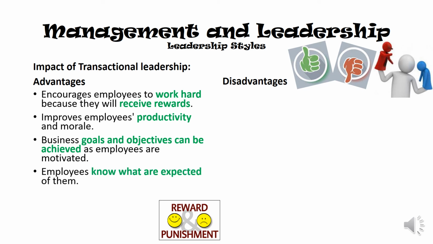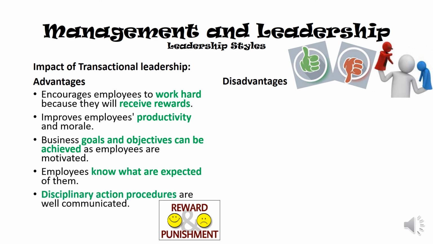Employees know exactly what is expected of them, because obviously we are going to tell them, this is your target. If you reach this target, this is the reward that you are going to be receiving. If you don't reach this target, this is the punishment that you are going to be receiving. So employees know exactly what they are supposed to be doing in order to receive those rewards.